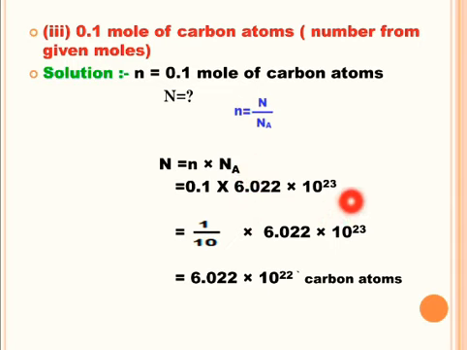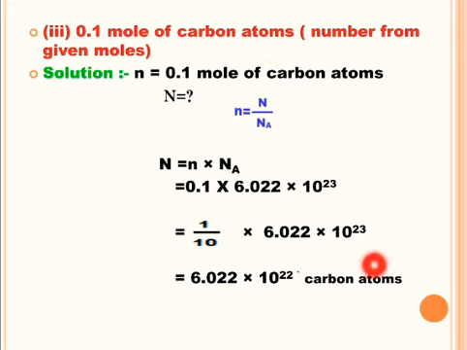raised to power 23. So multiply 0.1 or 1 by 10 by Avogadro number, that is 6.022 into 10 raised to power 23. Students, you can subtract this 0 from this 10 raised to power 23 and the value will come out to be 6.022 into 10 raised to power 22 carbon atoms. So this is the value of capital N, that is number of carbon atoms in 0.1 moles of carbon atoms, that is 6.022 into 10 raised to power 22.